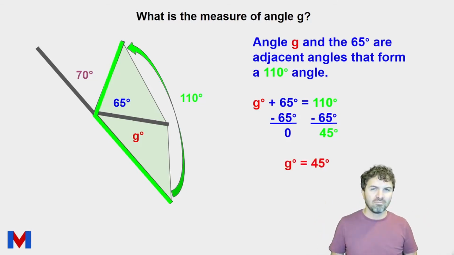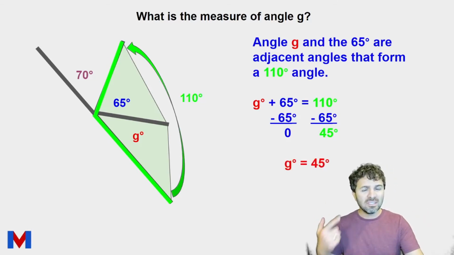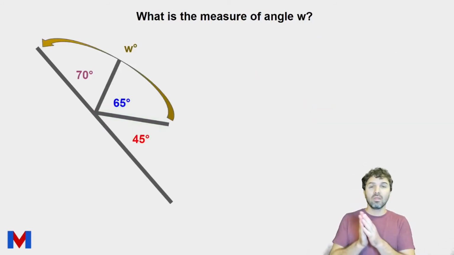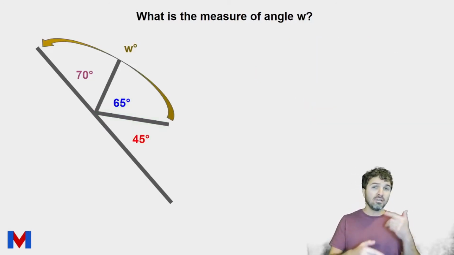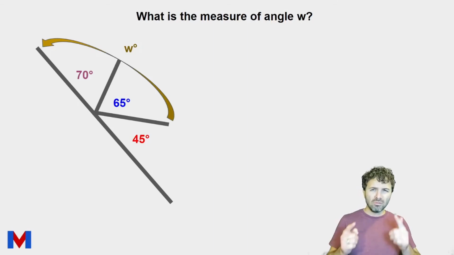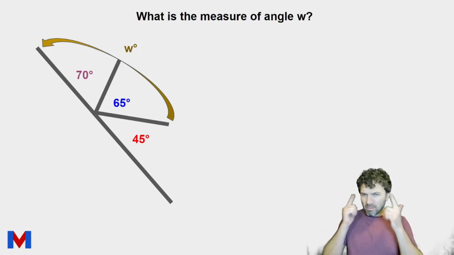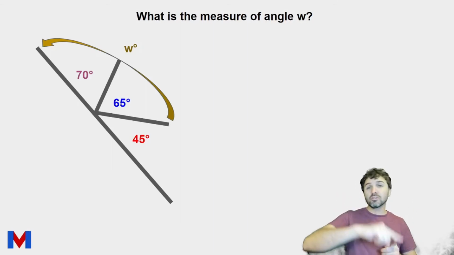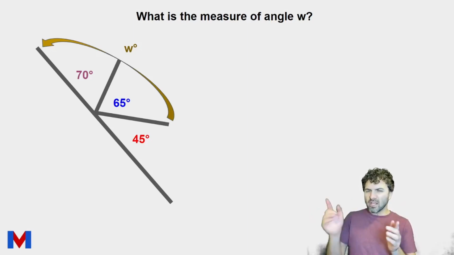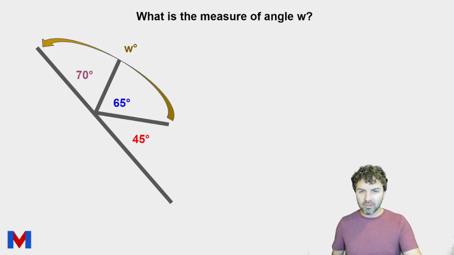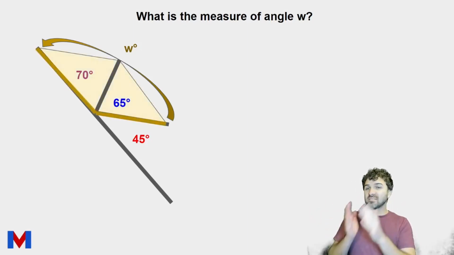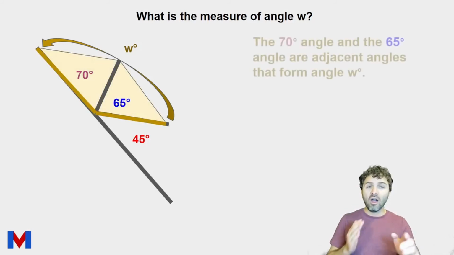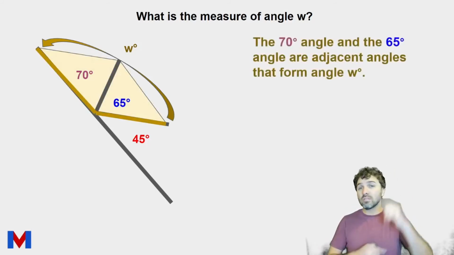Sweet. Alright, let's look at another way we can see adjacent angles. What is the angle measure of W? Well, W goes across two angles, and those angles both share a side right in the middle there. That tells us that 70 and 65 are adjacent angles to form angle W.